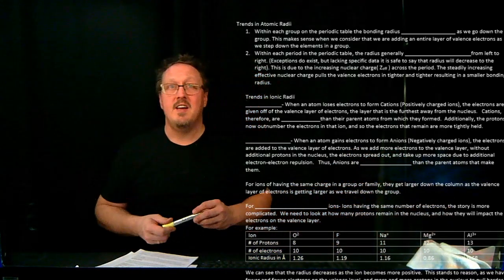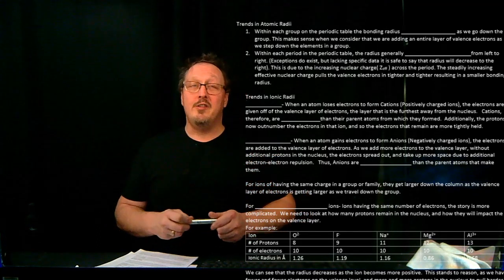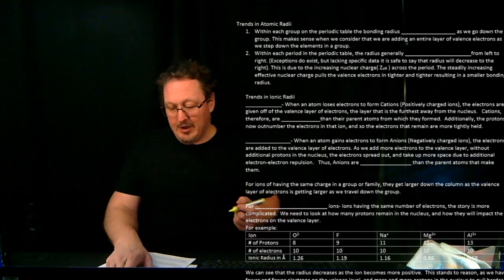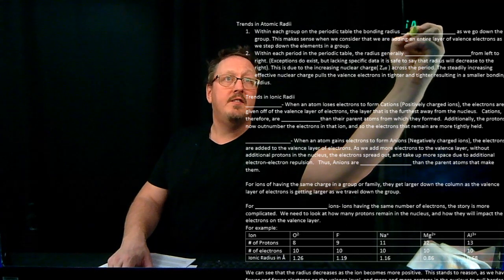Okay, so trends in atomic radii. As I was just saying, when we looked at the graphic, within each group on the periodic table, the bonding radius increases as we go down a group. Okay, and that makes sense.